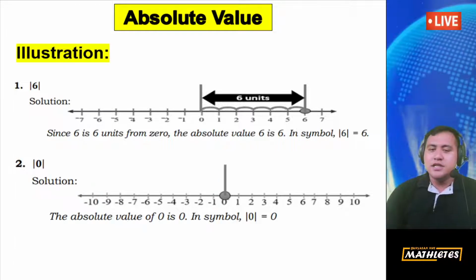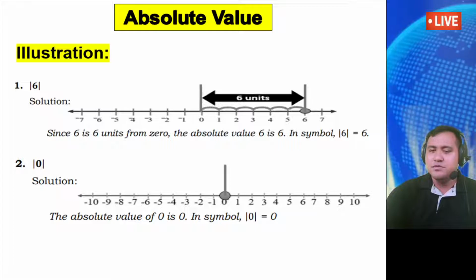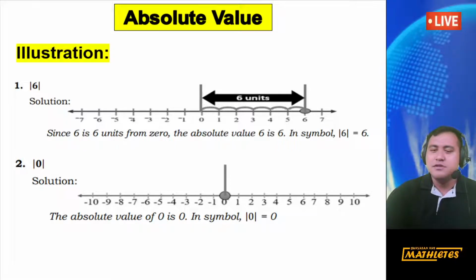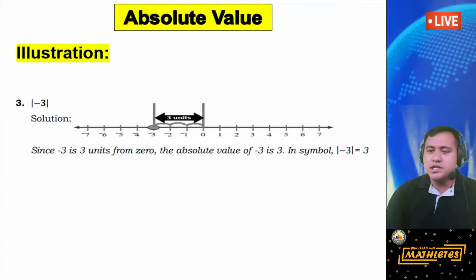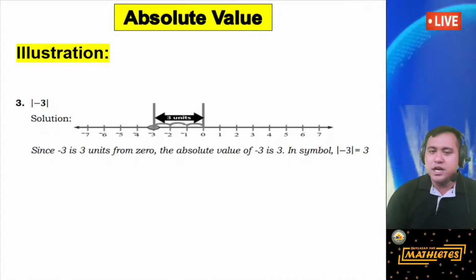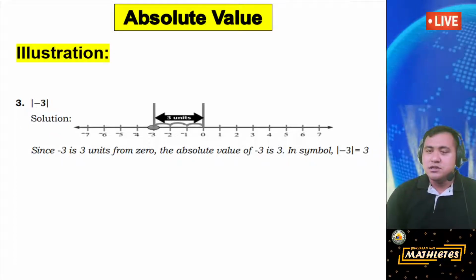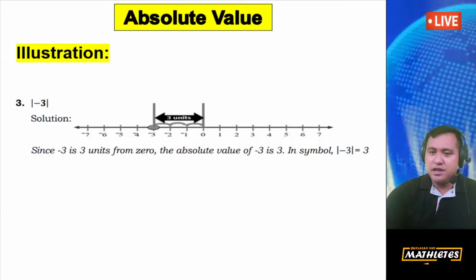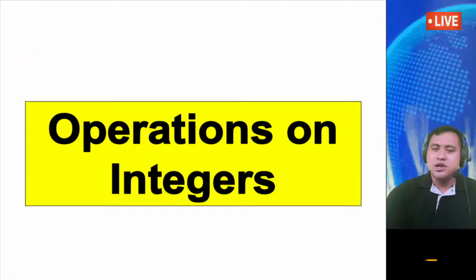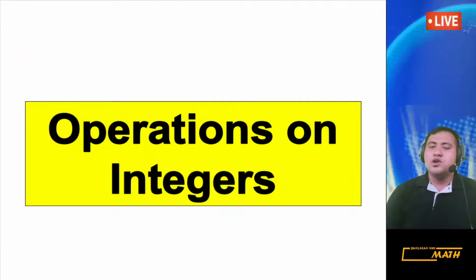Okay. Another is 0. So 0 gyapon. Wa may distansya, 0 is 0. Okay? So we have the absolute value of negative 3. The distance from 0 to negative 3 is 3 units. Therefore, the absolute value of negative 3 is 3. Okay? So let's proceed to the operations on integers.